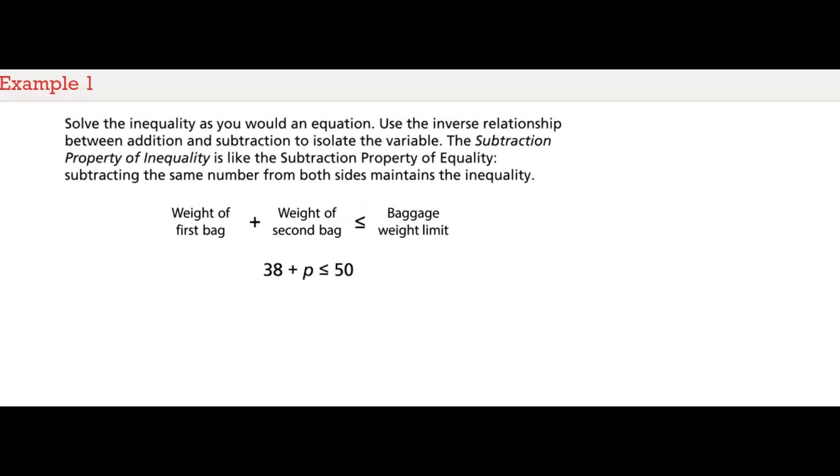We'll solve this inequality the same way we would solve an equation. We can use the inverse relationship between addition and subtraction to isolate the variable. The subtraction property of inequality is like the subtraction property of equality. Subtracting the same number from both sides maintains the inequality. The solution is P is less than or equal to 12.